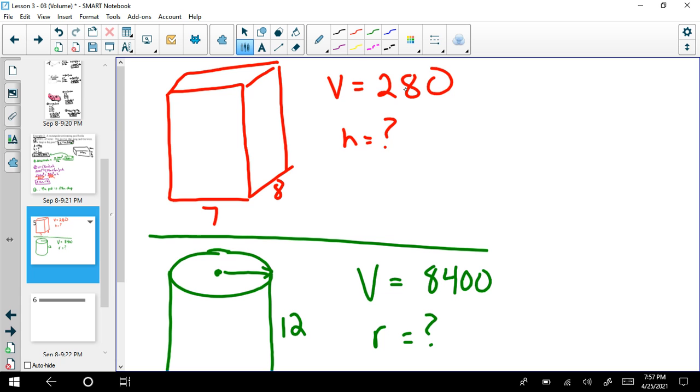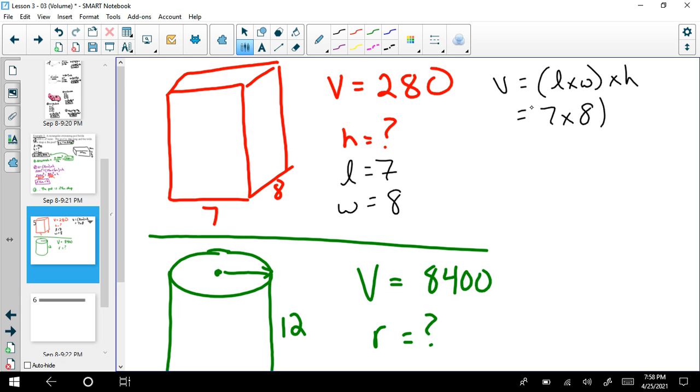We have our volume given to us. We don't know our height. We know that my length is 7 and my width is 8. I'm going to plug that into my equation. So my equation is volume equals length times width times height, which equals 7 times 8 times height, which we don't know, and my volume is 280.